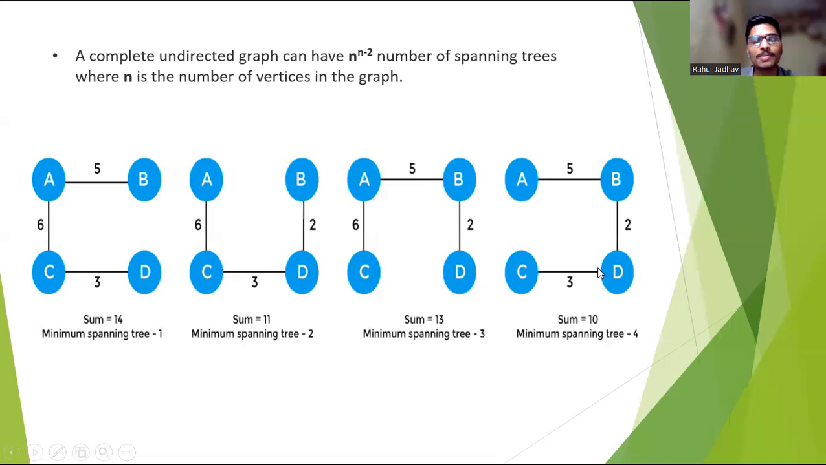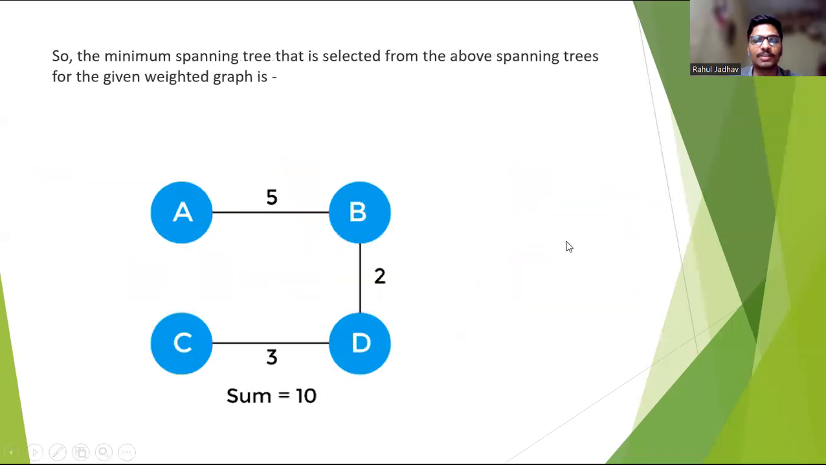So the minimum spanning tree means the sum of the edges is the minimum, which means the cost is the minimum. Then we can see that the sum is 10, and this is the minimum cost of the spanning tree in these four conditions. So we will choose the minimum spanning tree, MST, as this diagram we can consider.